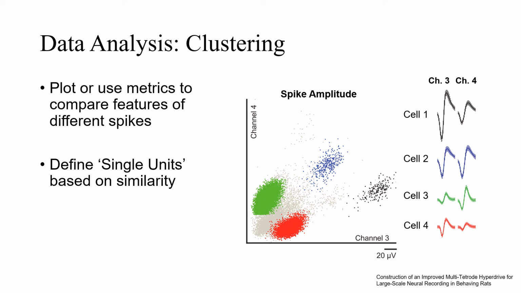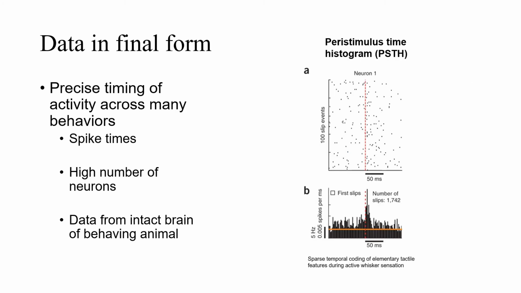Clustering gets its name from these groupings that occur in the data points. At the end of this data analysis pipeline, you will have recorded the precise timing of spikes from putative single cells. This type of extracellular recording allows you to collect data from a relatively high number of neurons and from the intact brain of an animal as it behaves. One common analysis done using this data combined with behavior is to create a peristimulus time histogram, or PSTH. This can be created by recording the activity of a neuron over many trials of some behavior.